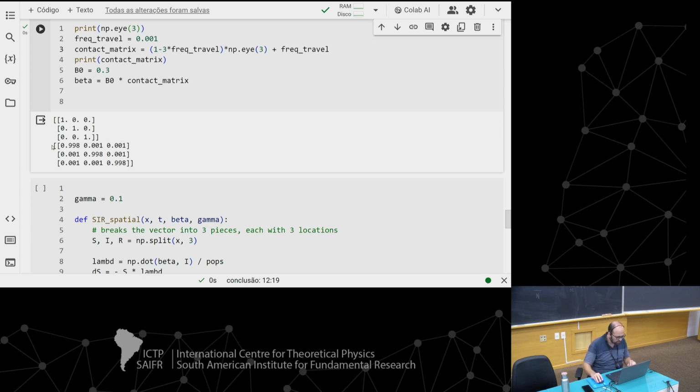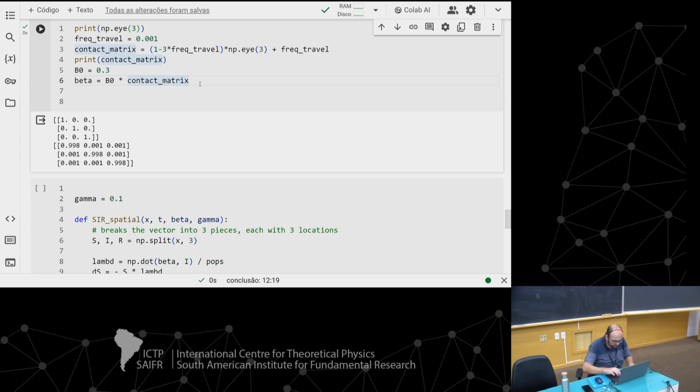And this now is my contact matrix, but this is just the relative frequency of contacts with people from the same city relative to people from other cities. This is not yet a contact rate, so I still have to multiply this by some B0 that accounts for contact rates, total number of contacts per time, and also probability of infection, susceptibility, and so on.